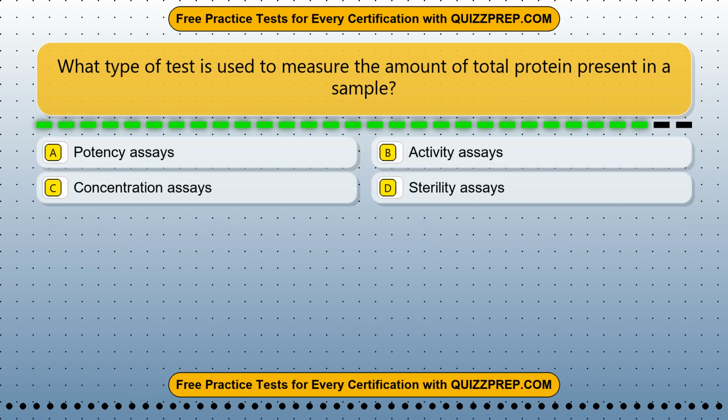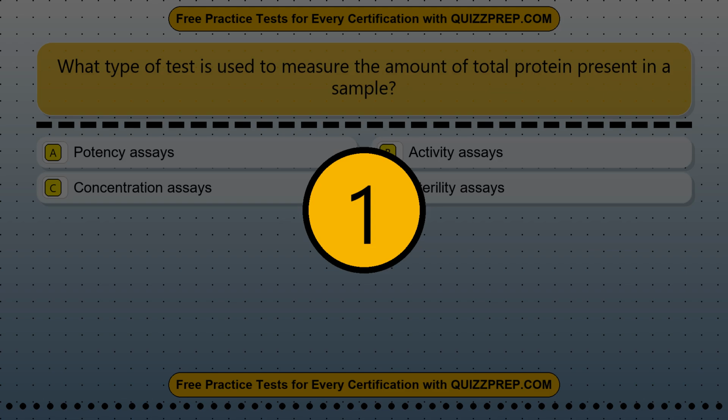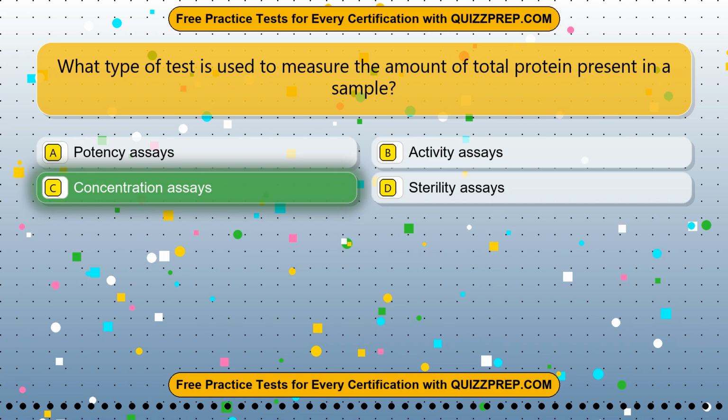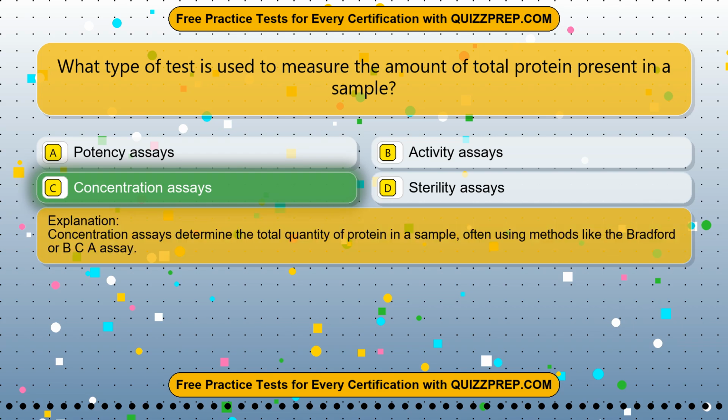Question 20. What type of test is used to measure the amount of total protein present in a sample? Option A, potency assays. Option B, activity assays. Option C, concentration assays. Option D, sterility assays. The correct answer is option C, concentration assays. Concentration assays determine the total quantity of protein in a sample, often using methods like the Bradford or BCA assay.